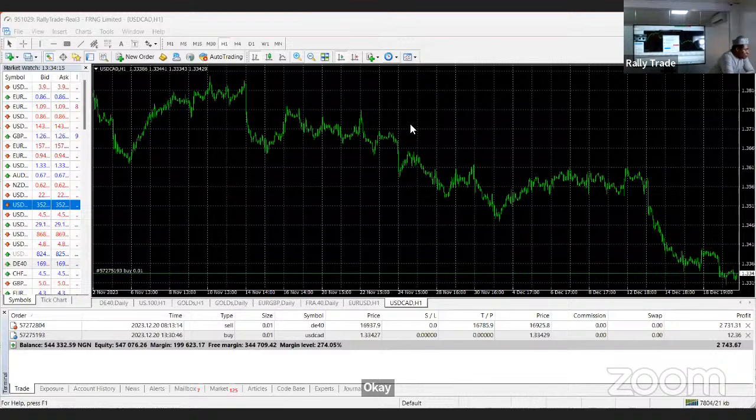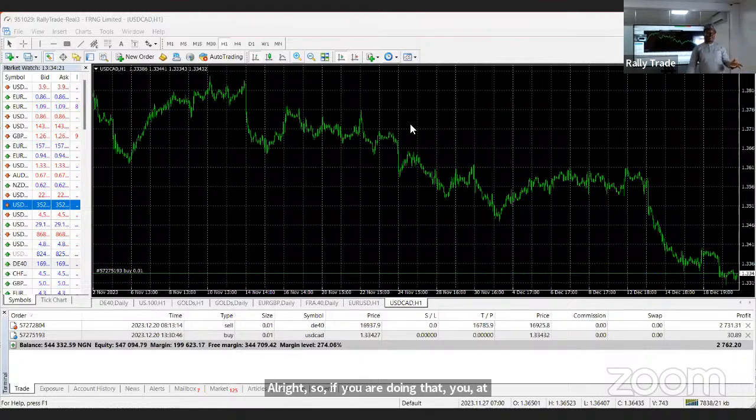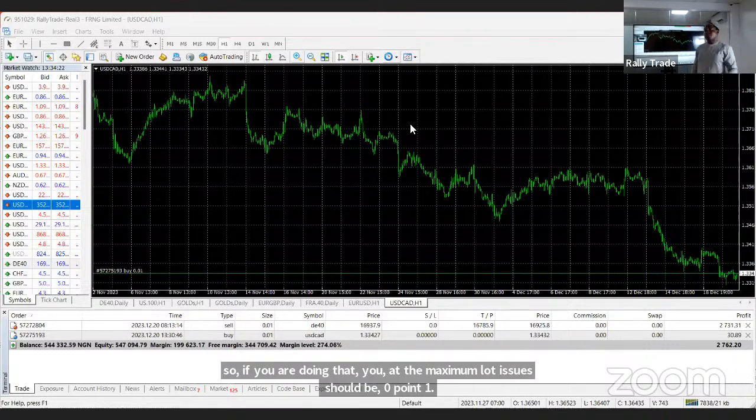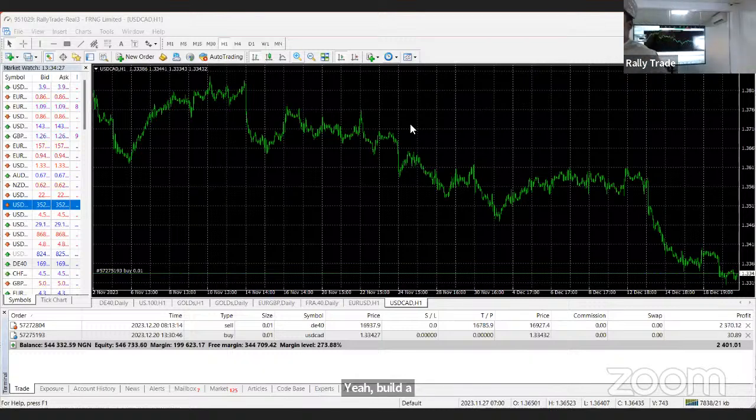All right. If you are doing that USD CAD, the maximum lot you should use should be 0.1. My own trade is already in profit. USD CAD, that's the one I'm sure of. Now you don't ask me how I know. I know that the price will go up. I've been on it for a while. I know that the price will rise.